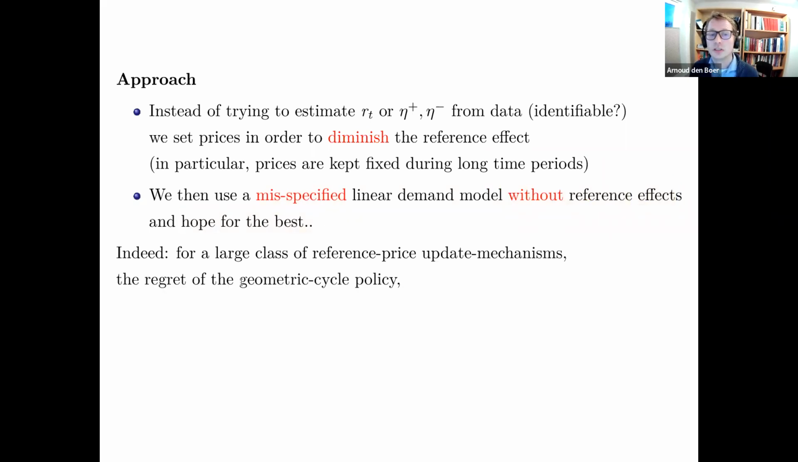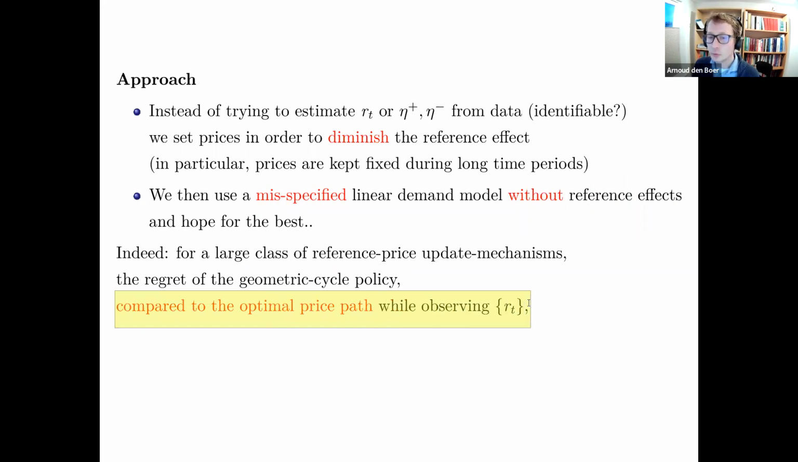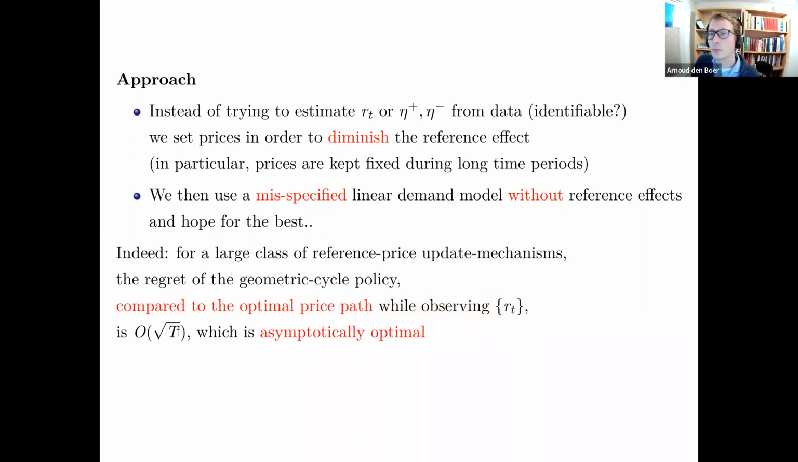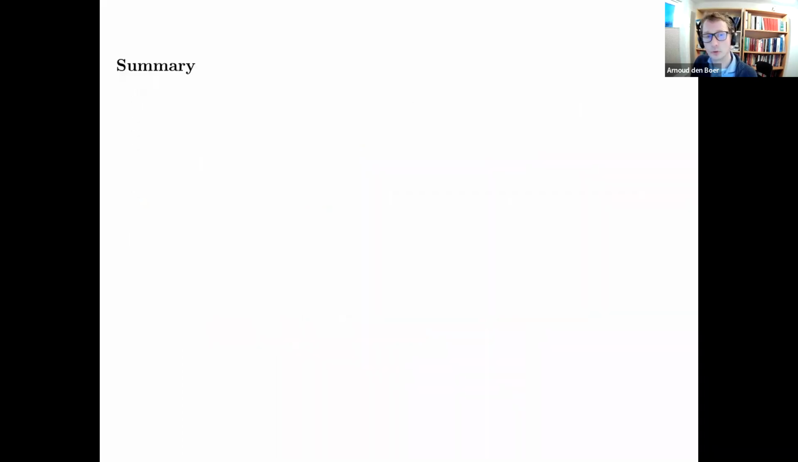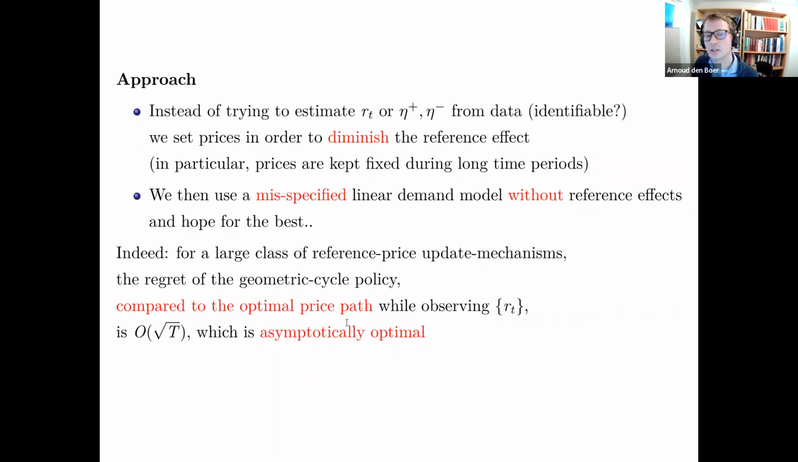So we use this same geometric cycle policy where you keep your price fixed for very long time periods. We compute our regret. We compare it to the optimal price path if you would have observed the reference price. If you observe the reference price, the benchmark is quite strong, then the optimal price is not fixed, but there's a kind of price path. If you compare it to this unreachable goal, we still have an asymptotically optimal policy, which is nice.